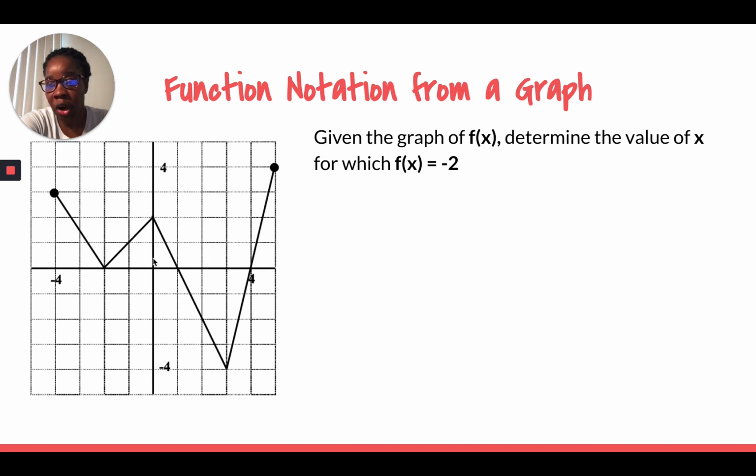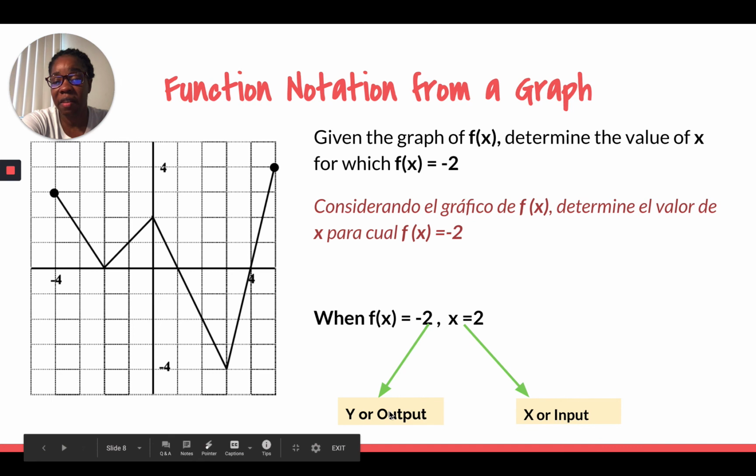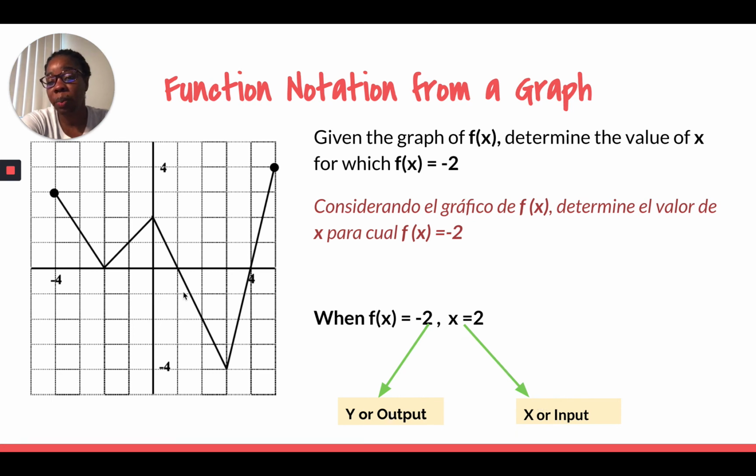-2 for the output is going to be on the y-axis. That's going to be here. So we're going to line it up and see where it lines up and corresponds to what is the x value it corresponds to on the function, on the graph itself, and that is going to be 2. So what we're learning is that when the output is -2, the input is 2. So output y is negative 2. The input value on the x is positive 2.